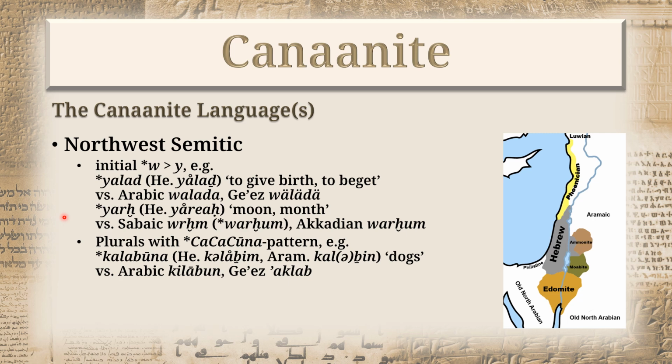Another feature of Northwest Semitic is the pattern of masculine plurals. They very often have the pattern consonant, a, consonant, and the ending una, so the external or sound masculine plural ending. Some examples, for example, the word for dogs. In Proto-Northwest Semitic it would be something like kalabuna, which shows in Hebrew as kalavin, and in Aramaic as kalvin or kalevin, with a different nasal in the ending.